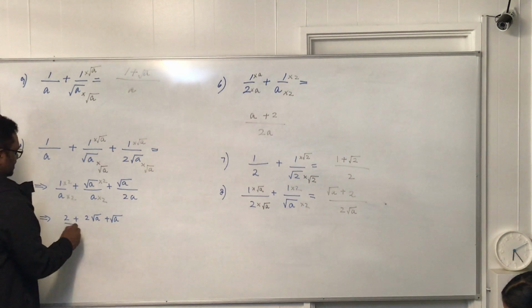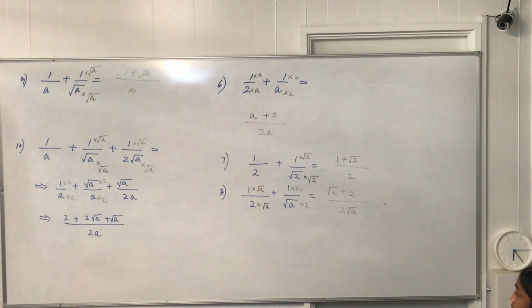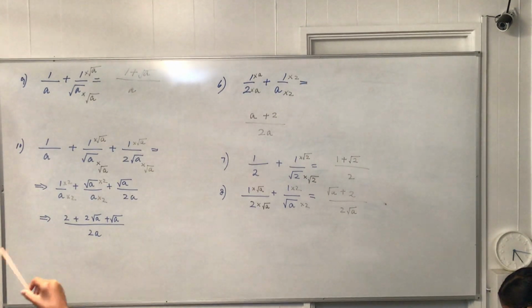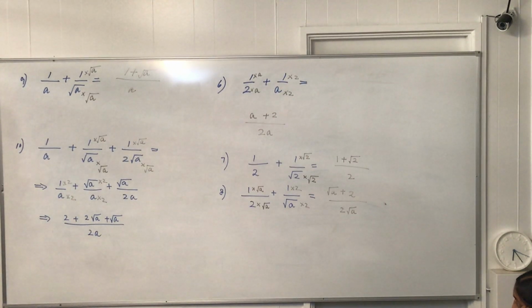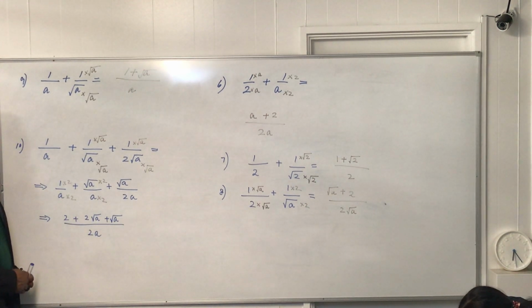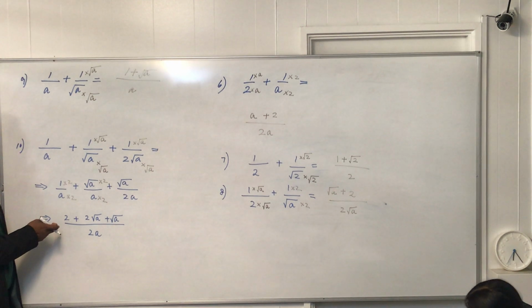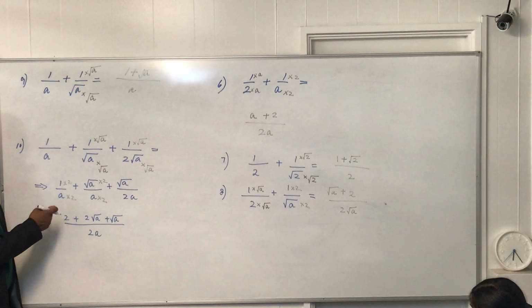Divide by 2a, and for all the denominators. Can you simplify further? Look into this numerator. Can you simplify?